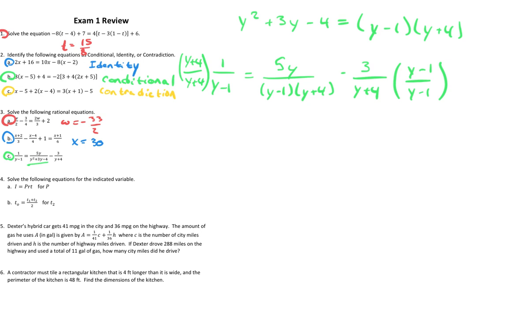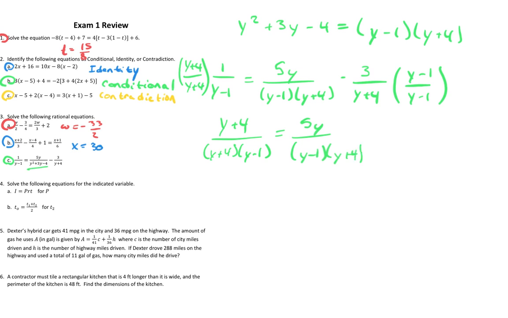Okay, so now we just need to distribute these numbers out, and then we'll have everything be one denominator. So on the left side, we're going to have y plus 4 over y plus 4 times y minus 1 equals 5y over y minus 1 times y plus 4. And because this has the same denominator as this, I'm going to move this to right here. So we're going to have 5y minus 3y and then plus 3. Remember, we need to distribute this negative to here. And then from here, we can combine some like terms. So this 5y minus 3y is just going to be 2y.